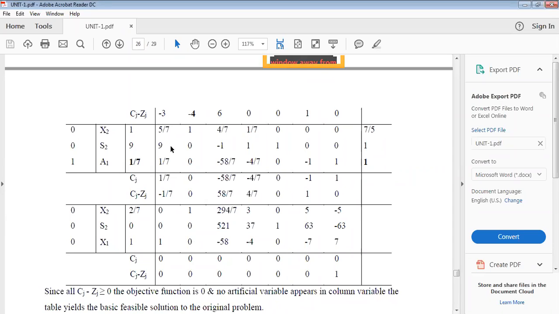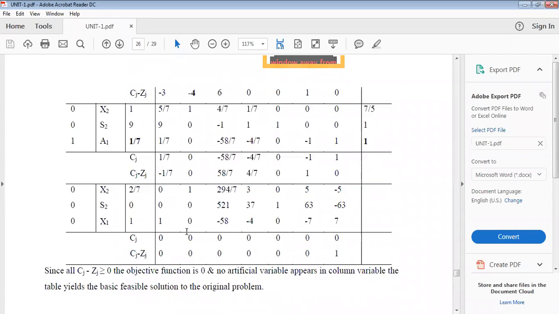Next, new row 2 is equal to old row 2 minus 9 into new row 3. Automatically this becomes 0. So if you carry out the iterations, it will come like this, and 1, 0, 0, 1, 0 are there.